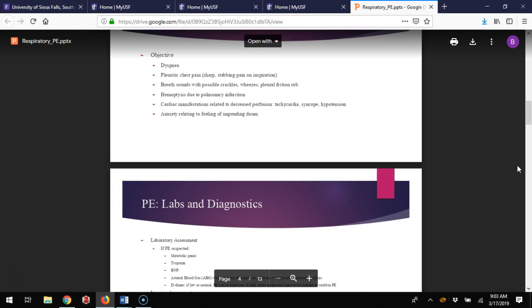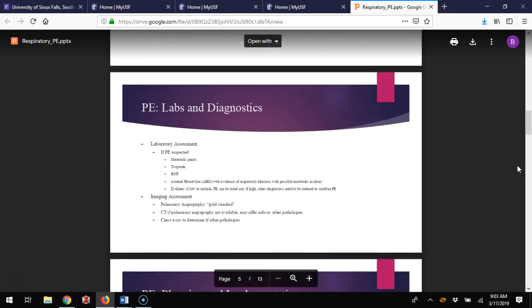You can have cardiac manifestations related to decreased flow. This is going to be tachycardia, syncope, hypotension. And oftentimes they've got some anxiety. Many times you can't breathe, that's a very significant thing, and people are very concerned about this. And it really has a high anxiety component to it.